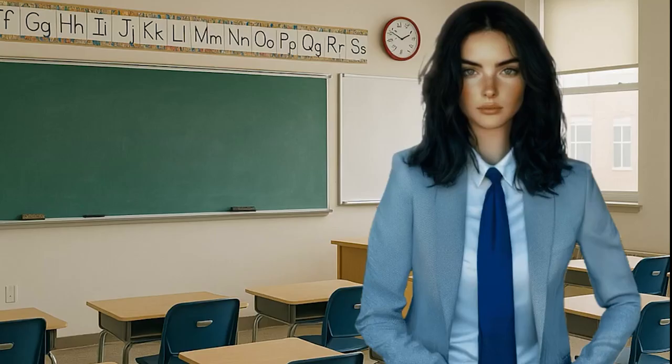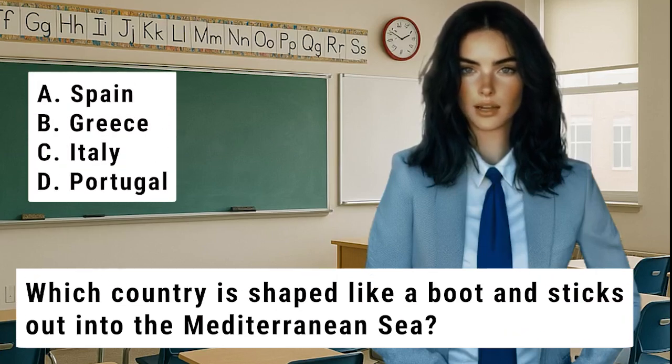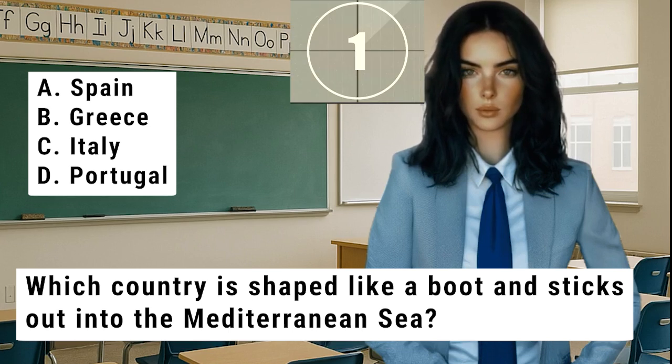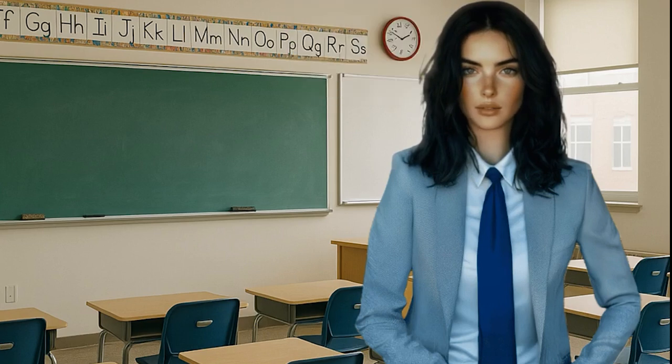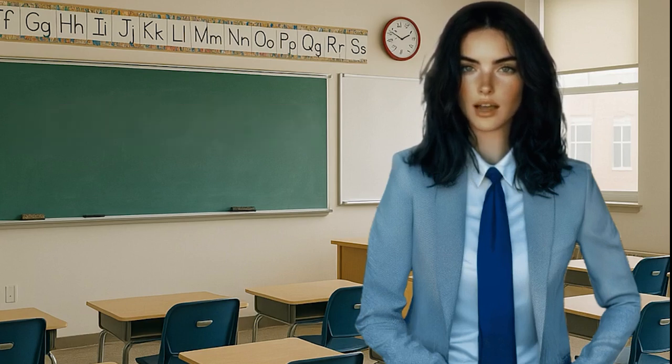Question 7. Which country is shaped like a boot and sticks out into the Mediterranean Sea? A. Spain, B. Greece, C. Italy, or D. Portugal. You have 6 seconds. Which one is a boot shape? Do you remember coloring in your world map in school? Which is the right answer? Time's up. The answer is C. Italy. On a map, it really does look like a long boot kicking a little island.